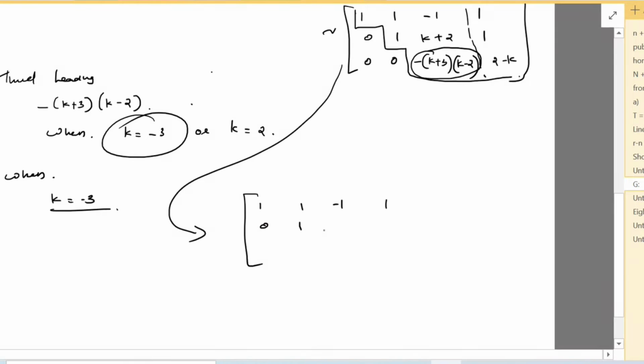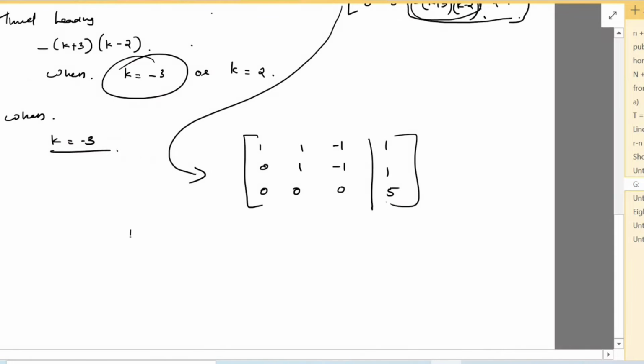Minus 3 plus 2 will be minus 1, 1, and the third row, that will be 0, 0. What is the next element? 0. That is 0, and the last element, that will be 2 minus k, which will be 2 minus minus 3, which is 5. So you can see that what is the rank of A?